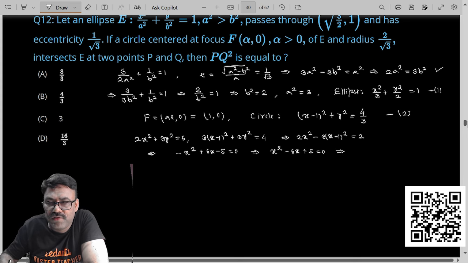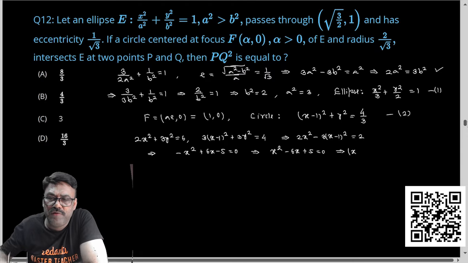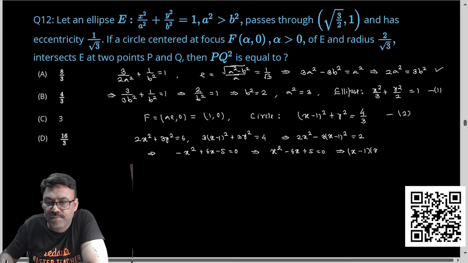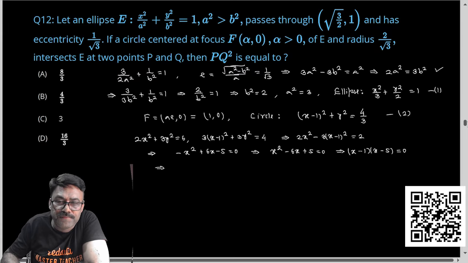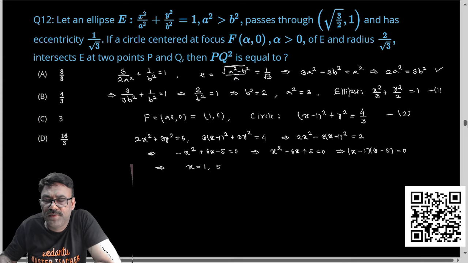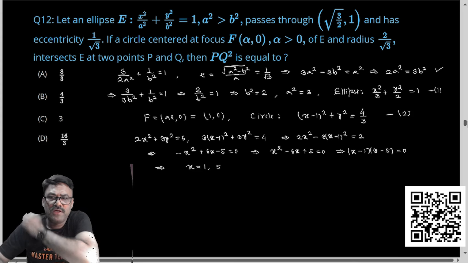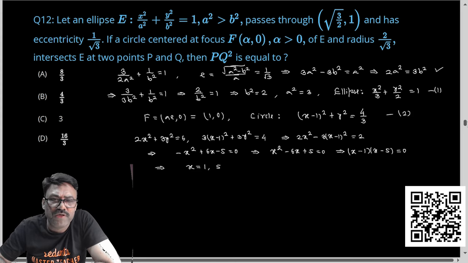It can be factorized: x minus 1, x minus 5. So x is 1 or 5. Now when x is 1, what will be y? Just check. They are saying that this ellipse and circle intersect at 2 points P and Q. So what will be PQ?